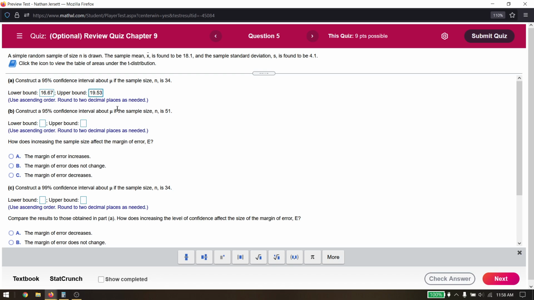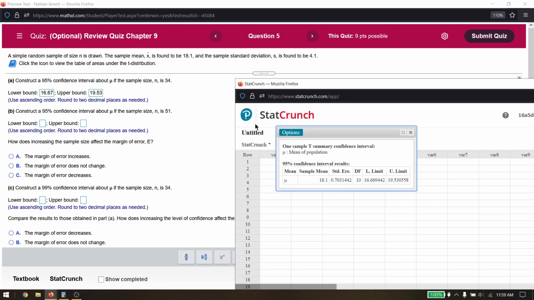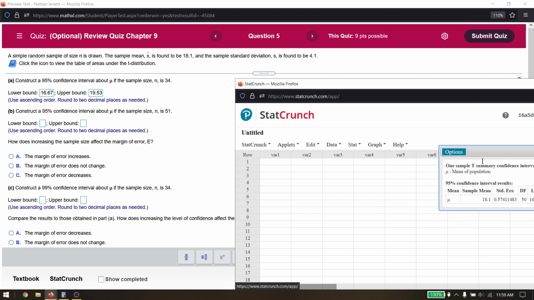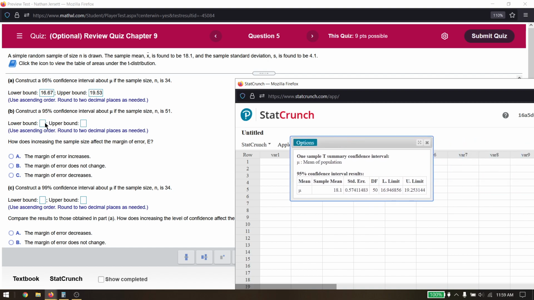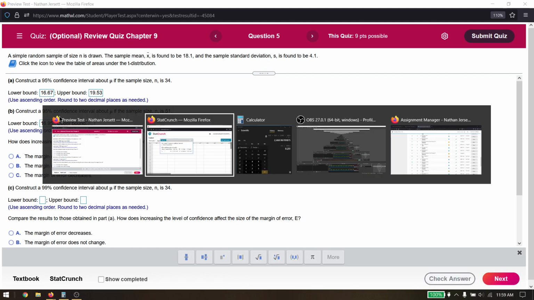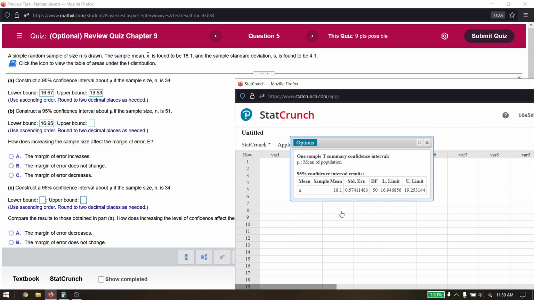Okay, now it says do the same thing, but for a sample size of 51. So options, edit, that'll allow you to change the data you plug in, and then compute. So same stuff, just the sample size is different. 16.95 and 19.25.